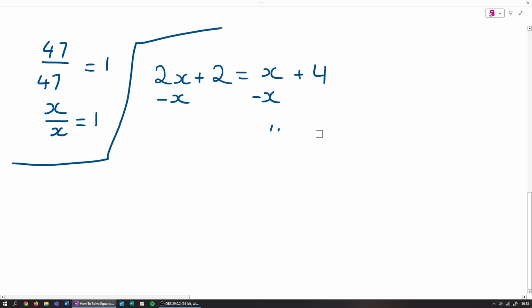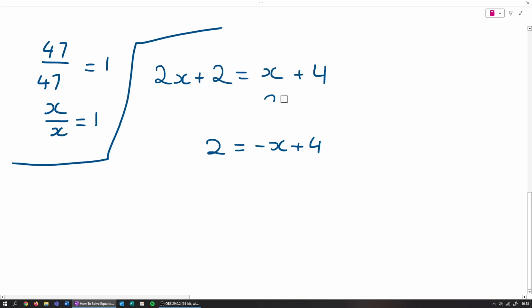Or I could have taken away the other bit. I could have taken away this 2x. And I would have got 2 is equal to 1 minus 2x, which is minus x, plus 4. However, it would have been better to do the first way. Both of these would work, but the first way would allow you to avoid a negative.